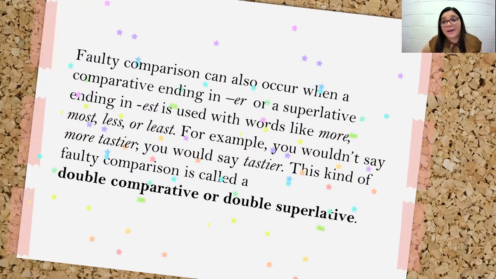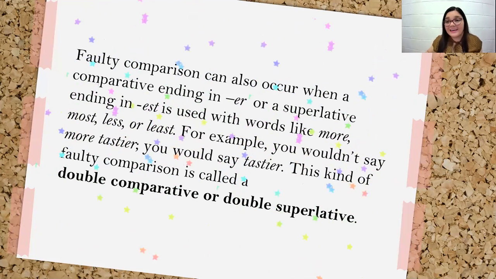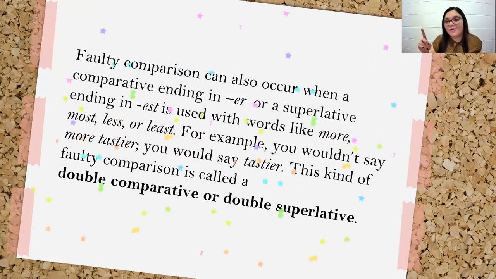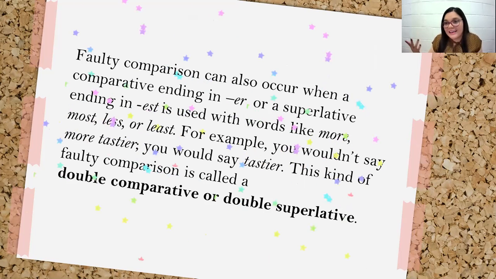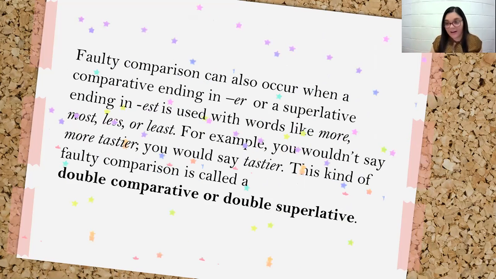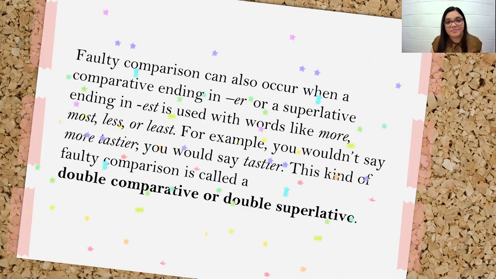This is a very common mistake by non-native speakers. They will say more easier, right? So when you use both, you're saying nothing. So you should be very careful not to use double comparatives or double superlatives.